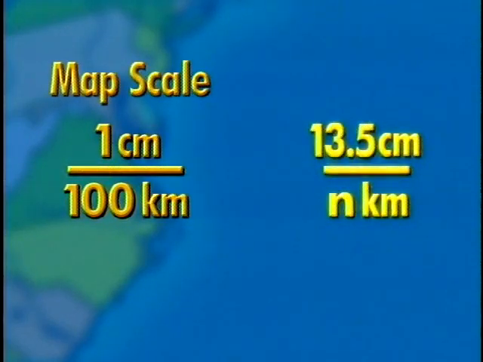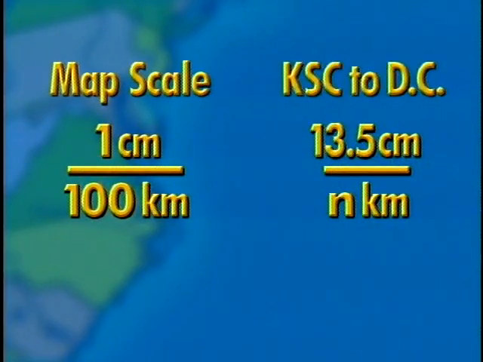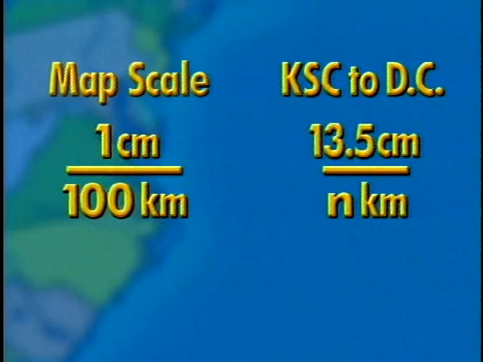And the second ratio is the distance from Kennedy Space Center to Washington, D.C. Let's set these two ratios equal to each other. N represents the distance that we are trying to calculate. This proportion can be read as 1 centimeter is to 100 kilometers, as 13.5 centimeters is to n kilometers.